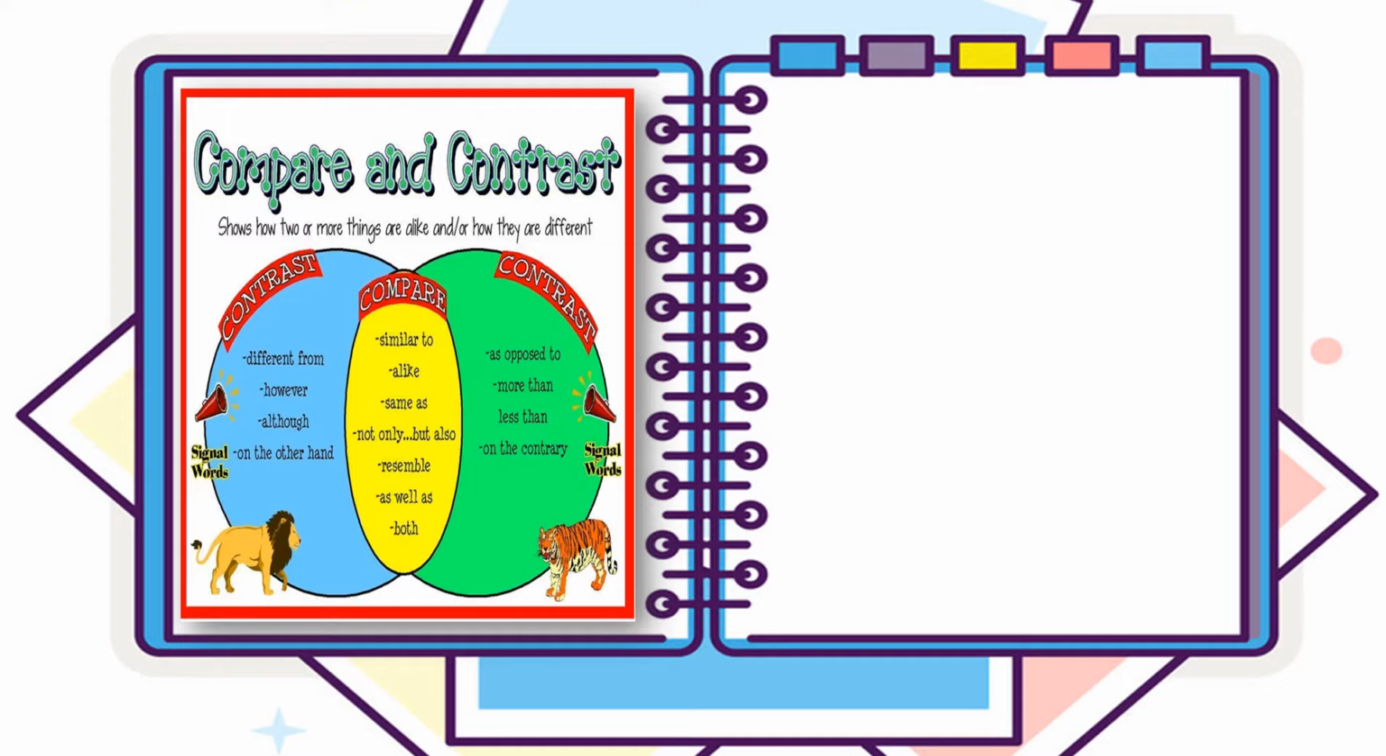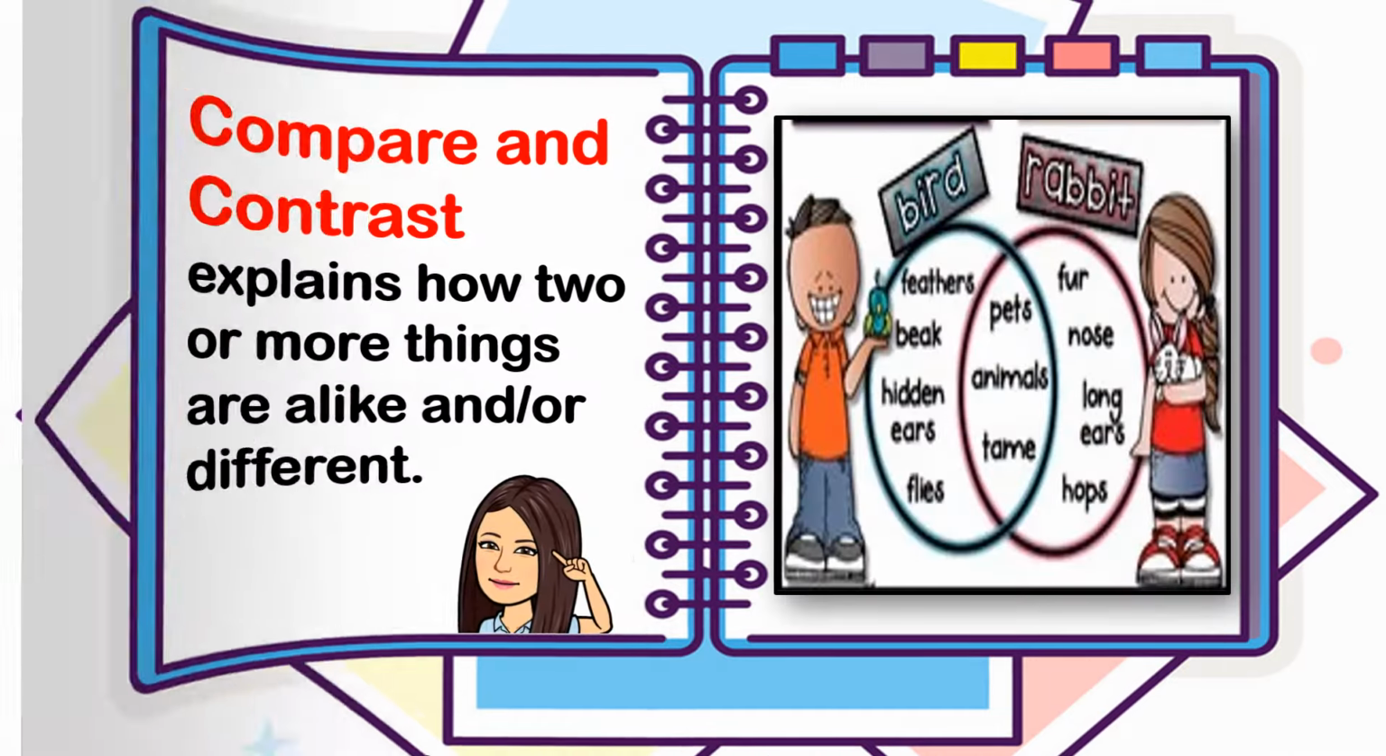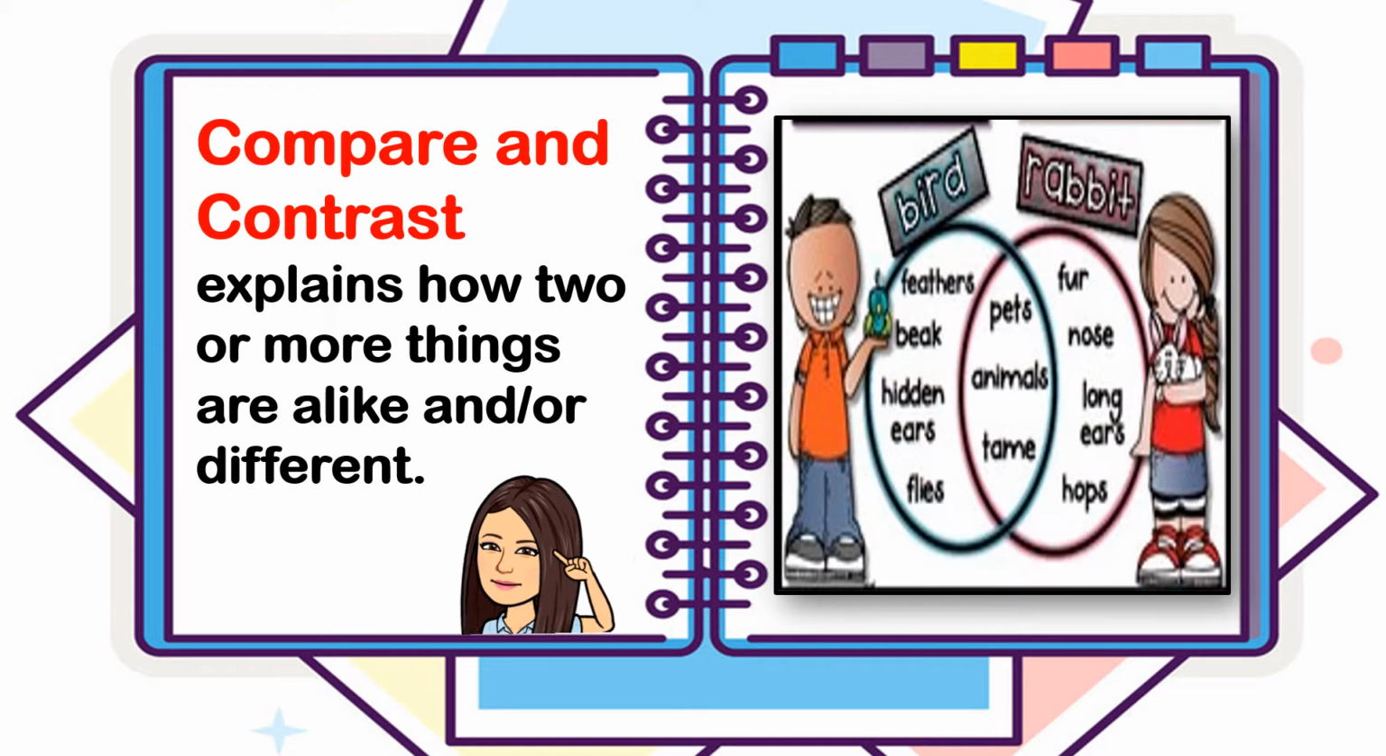Compare and contrast. Compare and contrast explains how two or more things are alike and or different. We use a Venn diagram to compare and contrast two or more things. In the given example, we compare and contrast the similarities and differences of a bird and a rabbit.